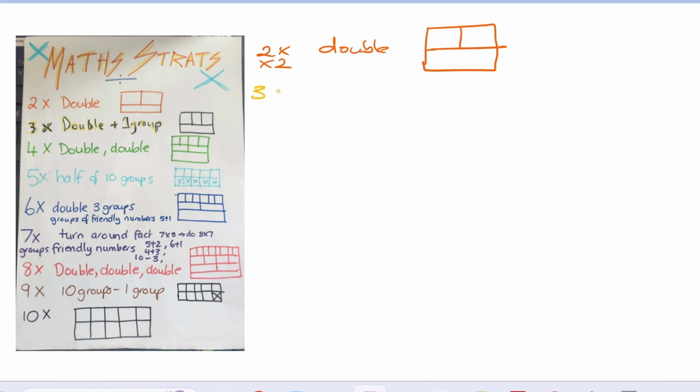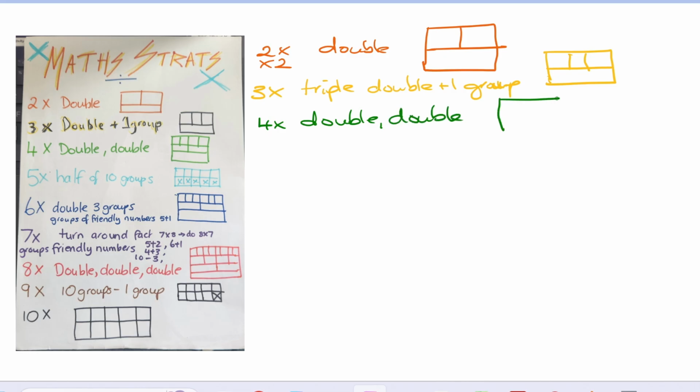3 groups of anything, multiplying by 3, tripling, right? So triple is double and 1 more group. It's important it's not and 1 more, it's 1 more group. So the picture for that is that. If I was multiplying by 4, my language is double, double.